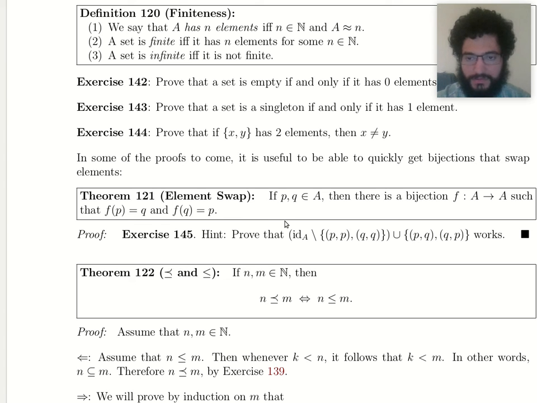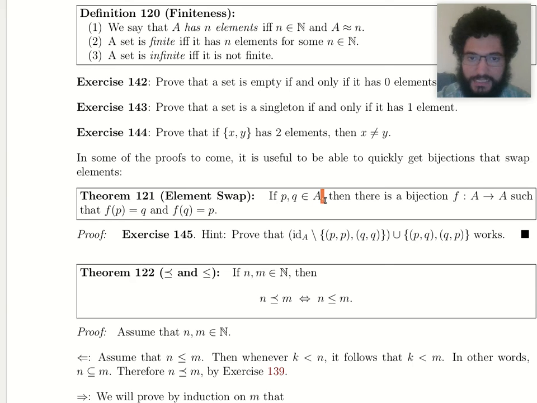This is one of the sort of boring ones. I mean, I guess it's worth doing carefully for the sake of correctness, but it's not for the sake of insight. All right, so this is a theorem that will provide us with element swapping bijections.